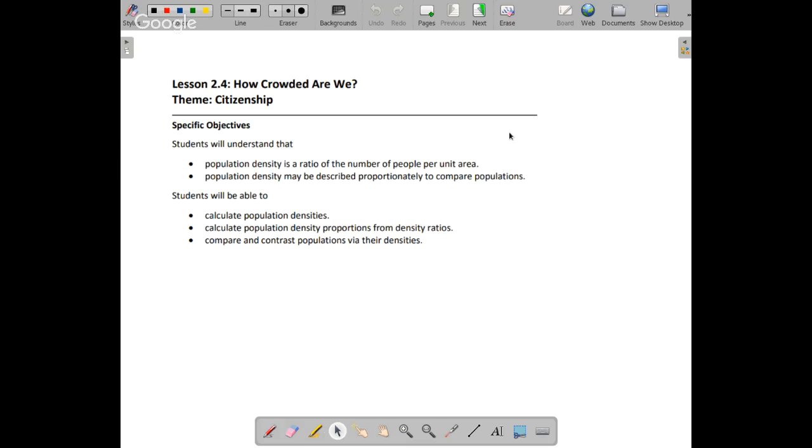The main objectives here are looking at population density, which is the ratio of the number of people in a given area to the area. Population density may be described proportionately to compare populations. So we're going to calculate some densities and compare them. Let's take a look at an example.